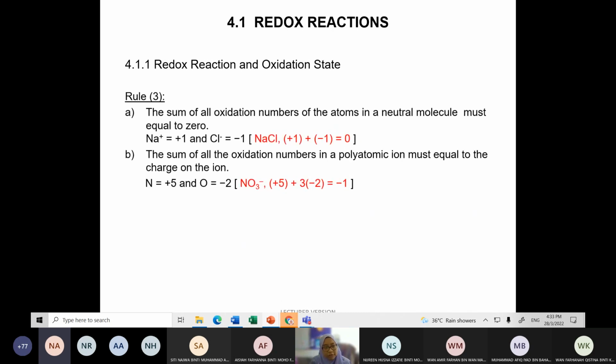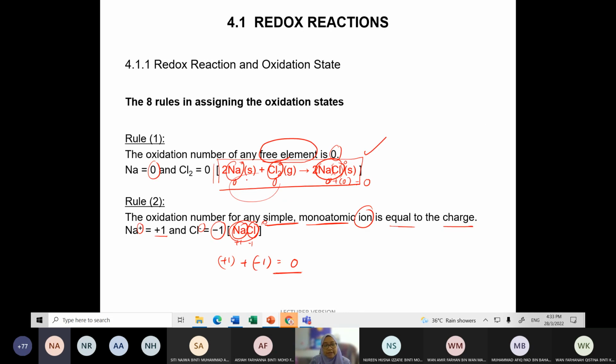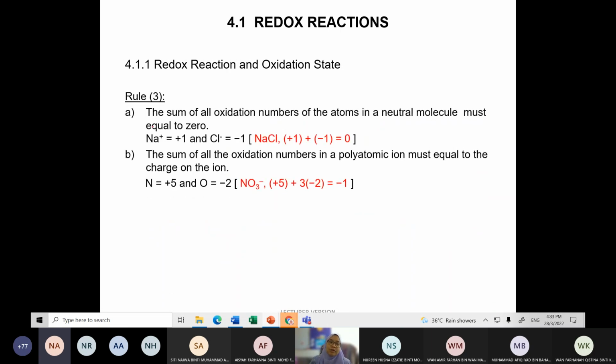Okay, that is number 2. Number 3. The sum of all oxidation number. Dia tak tunjuk lagi dekat sini, tapi saya dah beritahu awak. Dekat sini rule number 3 baru dia beritahu. The sum of all oxidation number of the atom in a neutral molecule must equal 0. So, saya dah tunjukkan yang tadi kan. So kalau sodium plus is positive 1, chloride minus is negative 1. So how about sodium chloride punya oxidation number? What will it be?